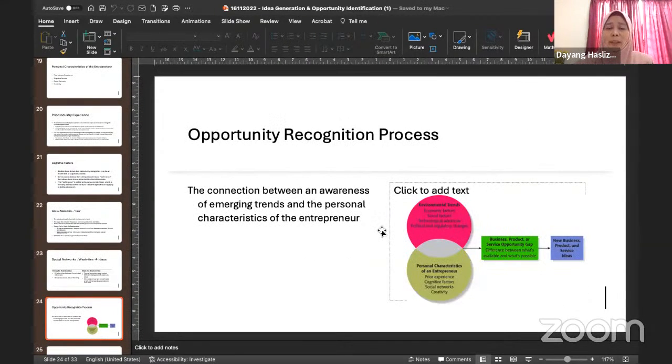So the opportunity recognition process: if we combine the trends just now and the characteristics of the entrepreneur, when it overlaps, this is where, based on your experience, your creativity, your networks, and by looking at the trends, you can come up with ideas and also opportunities for a new business.